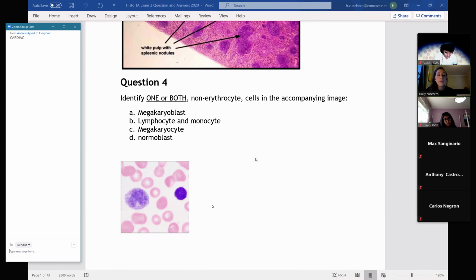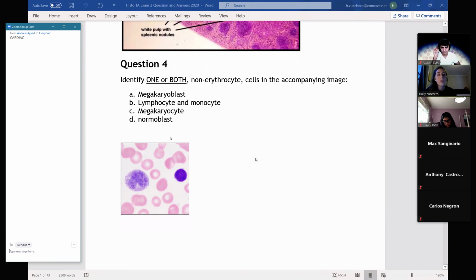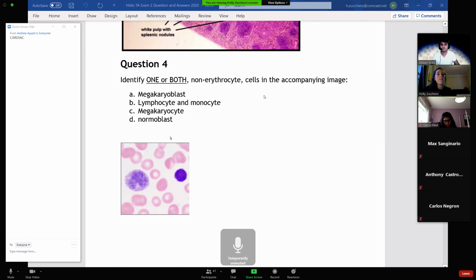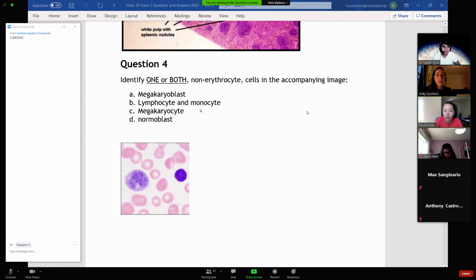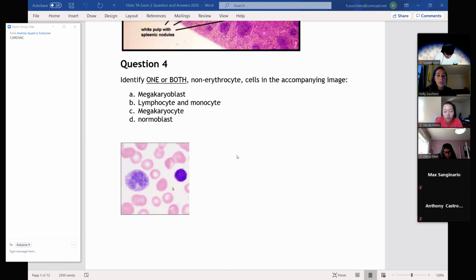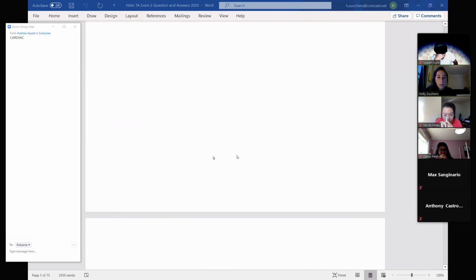All right, does anyone want to shout out the answer to this one? Is it a B? Lymphocyte and a monocyte. Yeah, and do you know which one is which? What's this one here? Lymphocyte. Right, and then this one would be the monocyte. So lymphocytes are really easy to identify. The best way I can put it is they look like a blue or purplish type ball.